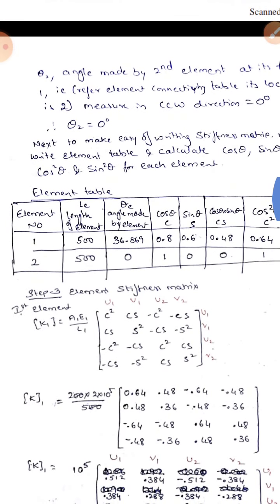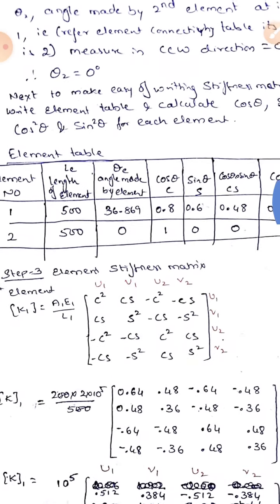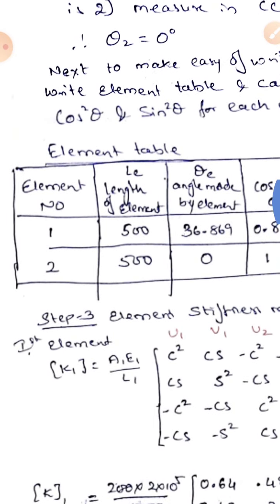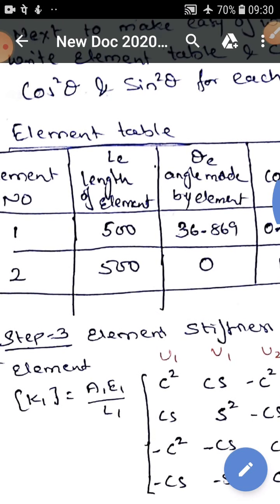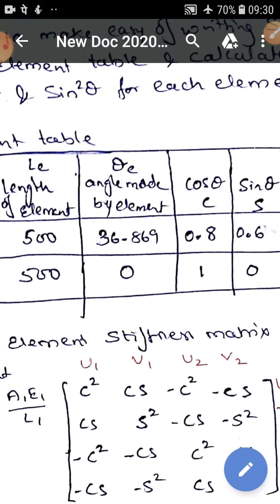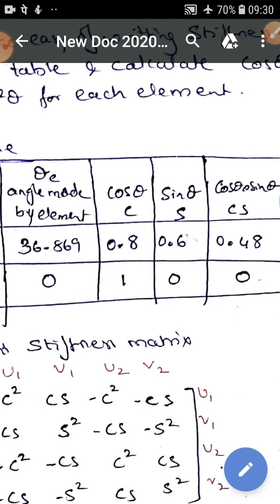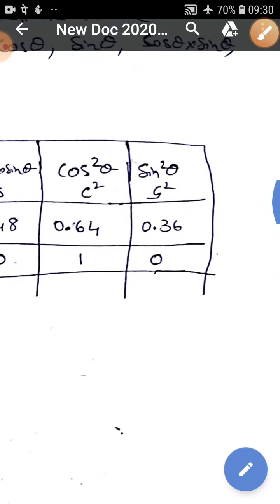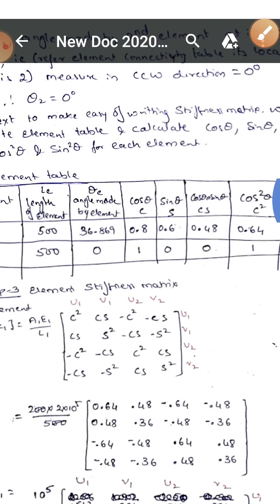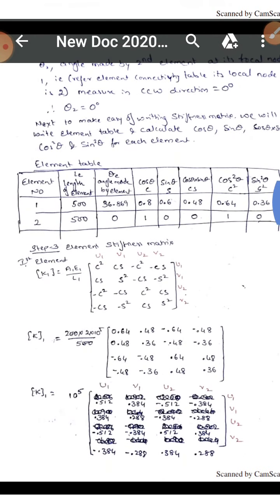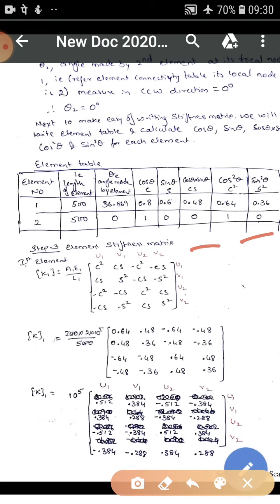Now next we will put this element table as discussed. This element table gives the information about the element number, the length of that element which we have determined, the angle made by it, the cos theta of it, the sin theta of it, the cos into sin values, the cos square theta and the sin square theta of it. These values are directly determined and fed in this element table. Once we feed it, these CS and C square values are directly fed into your stiffness matrix.